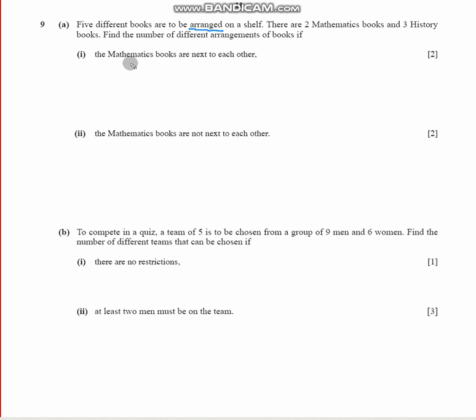Now we are supposed to arrange them in a row. The two maths books are supposed to be together. If that's the case, then let's combine the two maths books into one. So therefore you have one maths book and three history books. How do you combine these four books together? Basically, how do you arrange them together? It is basically permutation, 4 factorial.